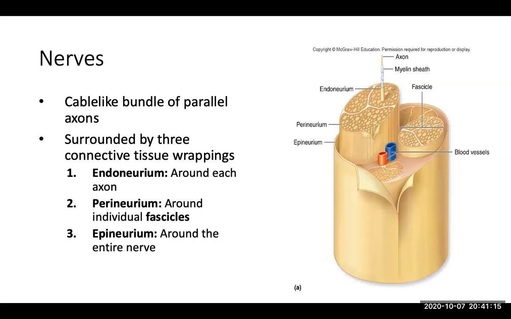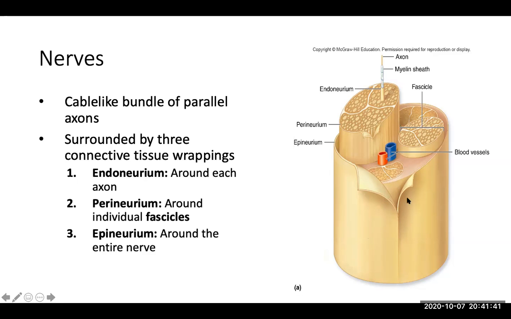Nerves then, so what is a nerve? When we learn about all the nerves that you're learning in lab, it's actually a cable-like bundle of parallel axons, and it's surrounded by 3 connective tissue wrappings. The endoneurium will wrap around each axon. The perineurium wraps around individual fascicles, and the fascicles are made up of axons. And then the epineurium is around the entire nerve.